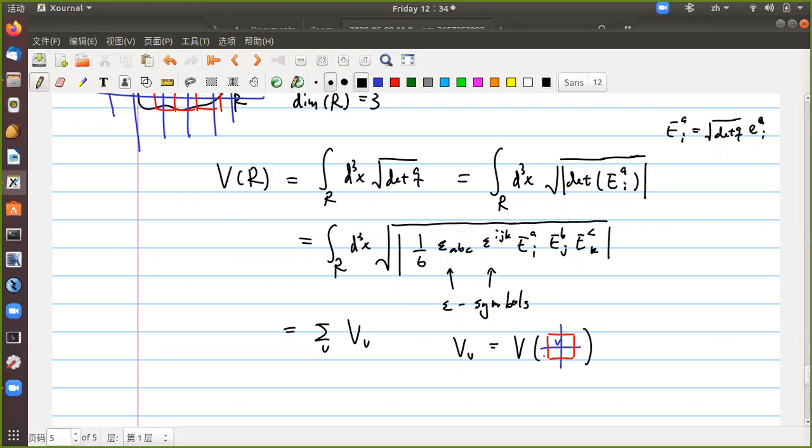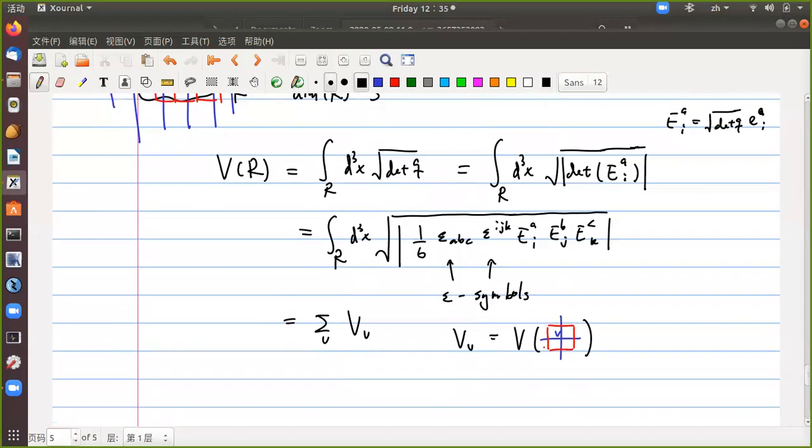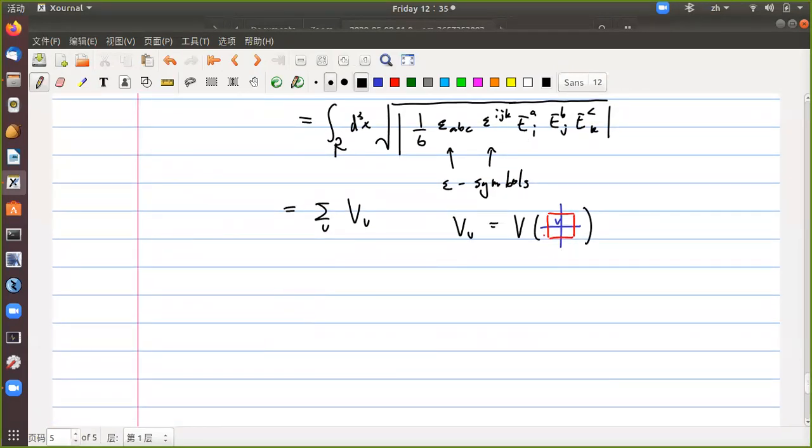Okay, so now what we are going to do is just to discretize this integral of the square root. I'm going to tell you the result, and I will ask you to check the continuum limit of that, indeed going back to the continuous volume. So V_v will be the square root of the absolute value of q_v. So this q_v equals this beta 3.